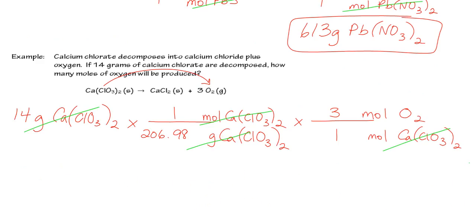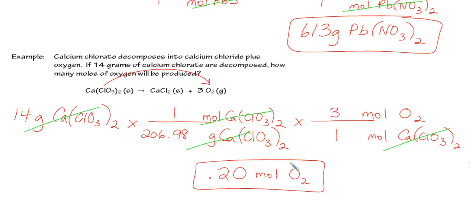Get a little more room. So we're going to, let's see, take 14. We're going to divide by 206.98. Multiply by 3. The original number is 14, which is 2 sig figs. So I'm going to leave this with 2. Looks kind of goofy. Let's say 0.20 moles of O2 oxygen.